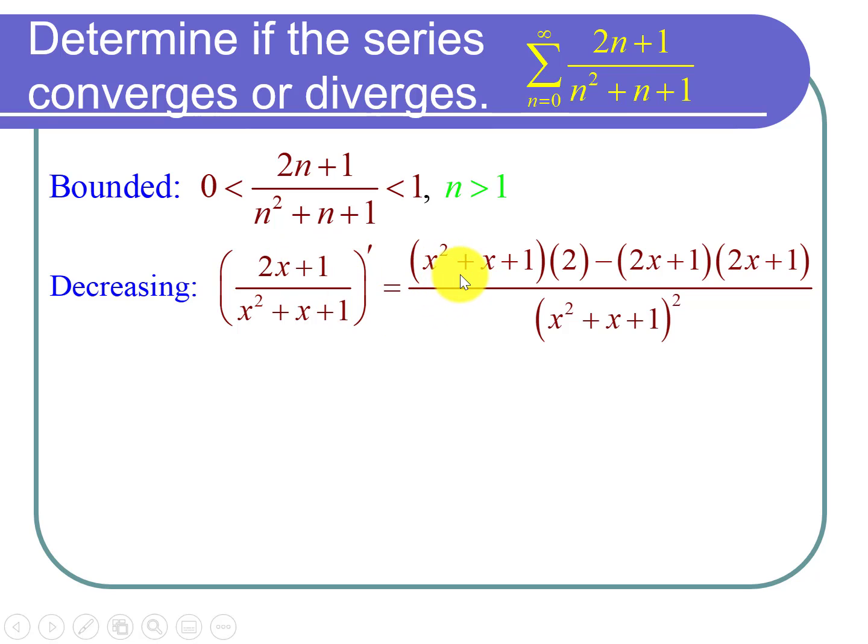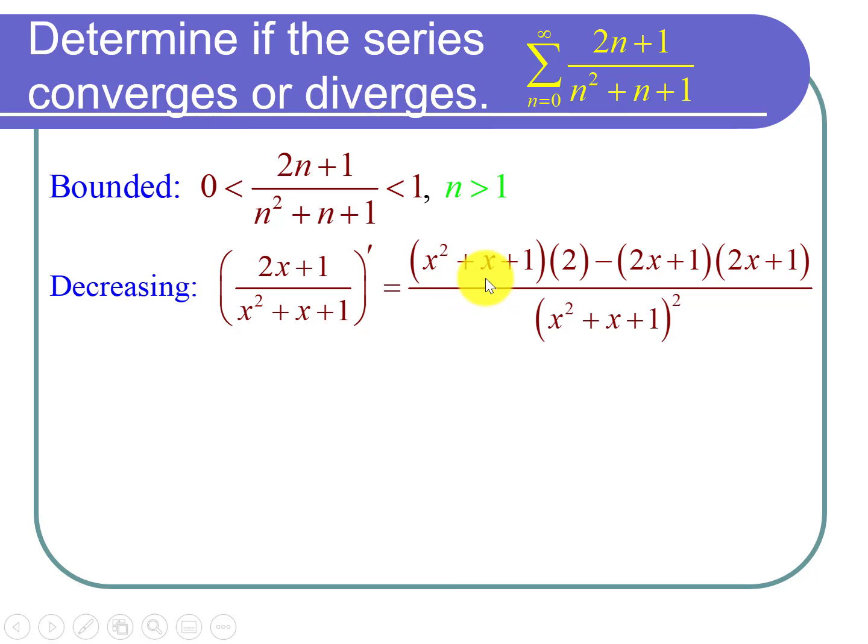So that says the low, x squared plus x plus 1, times the derivative of 2x plus 1, which is 2, minus the high, which is 2x plus 1, times the derivative of the low. Derivative of x squared is 2x, the derivative of x is 1, so there's the 2x plus 1, divided by the bottom squared. So now we just have to show that this is negative, because if the derivative is always negative, then we know the function is decreasing.